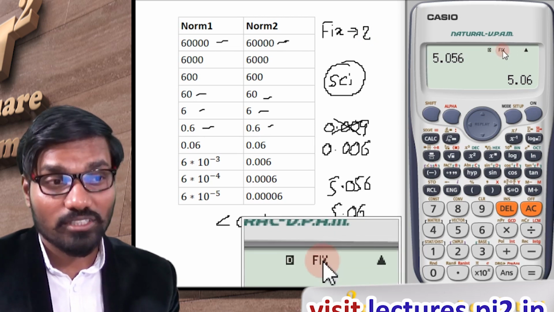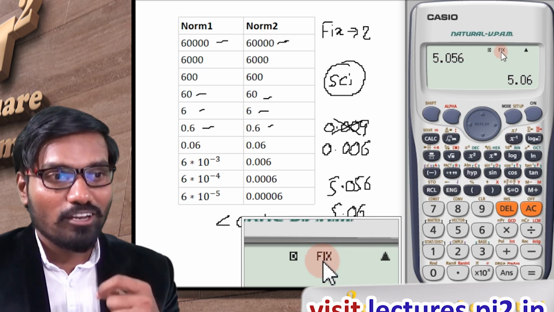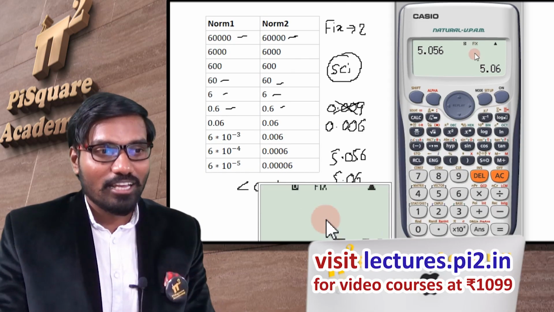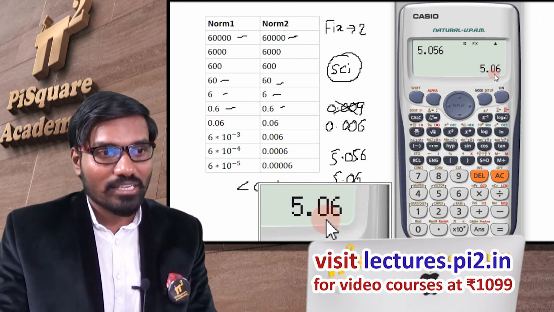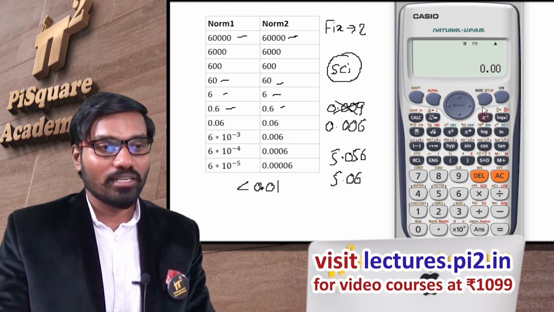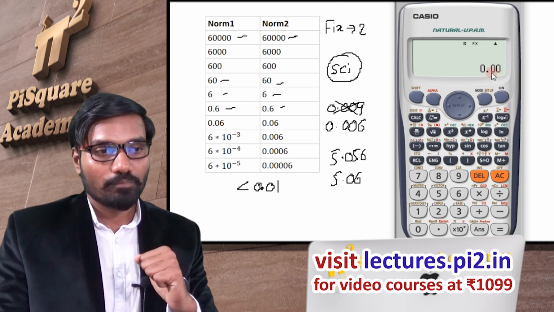Now you can see the calculator mode also here. It is in fix mode. It is showing it clearly. Of course, fix 2 or fix 3 is not shown. Fix is shown, and whether it is 2 fix or 3 fix, you can see the decimal points here. Suppose I hit AC normally, it is showing 2 decimal points. The calculator is in fix 2 mode.